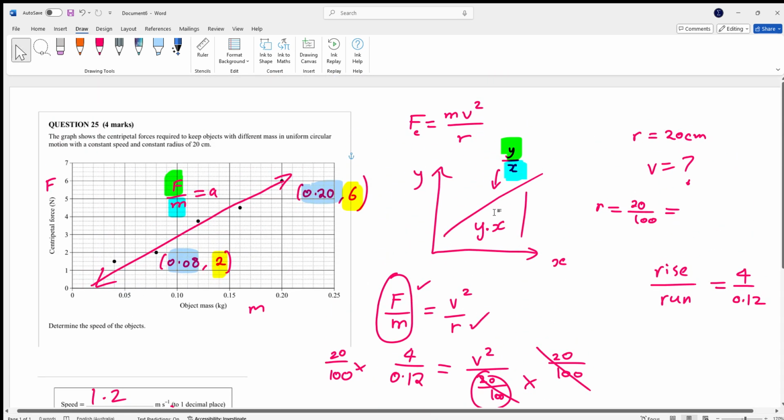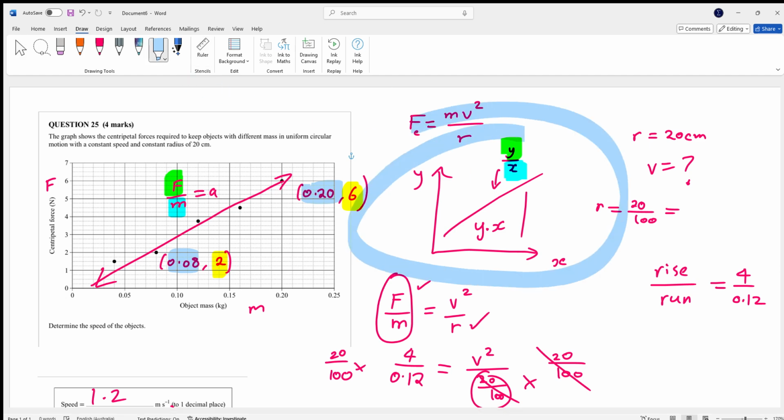If you had any issues with this one, you need to take a look at circular motion as well. The biggest thing is knowing this graph trick. This will appear everywhere in physics.